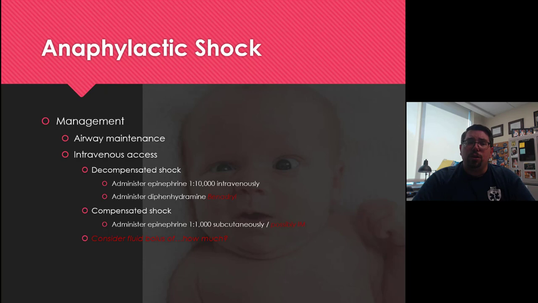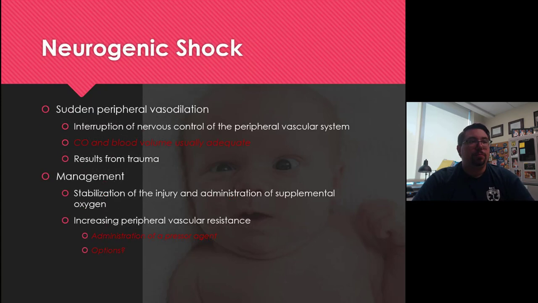Compensated shock, again, we're going to try to use our epinephrine 1 in 10,000 IM, just as if it was an EpiPen. But again, the goal of that is to make sure that we have adequate circulation to that distal tissue for it to be able to absorb into the circulatory system and have an impact. Consider a fluid bolus, and again, how much? That's right, folks, 20 mLs per kilogram, and we can repeat that up to 2 times.